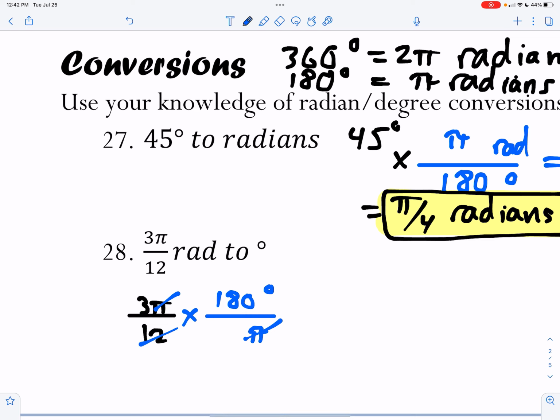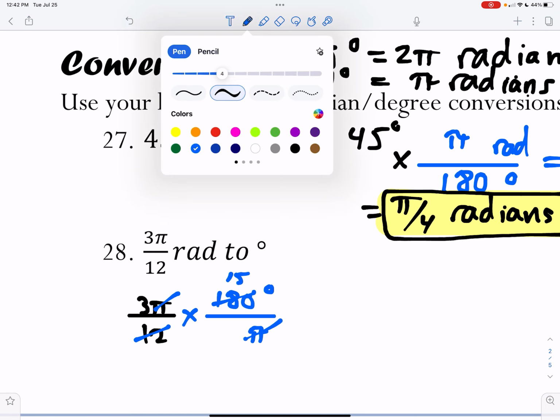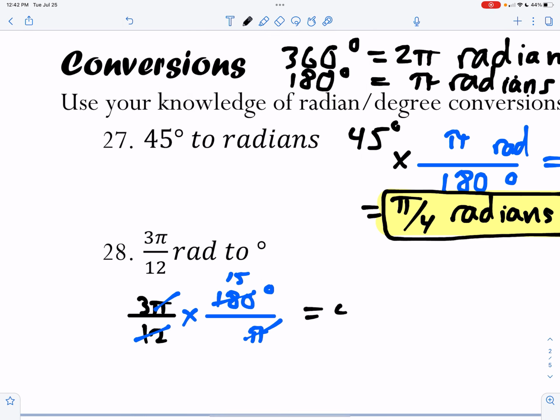And you can see we're going to try and go 12 into 180. See how many times 12 goes into 180. So 180 divided by 12 is actually 15, so that works perfectly. So this goes into 180 15 times, and you're just simply going to multiply 15 times 3, and we get 45 degrees. So 3 pi over 12 is also the same as pi over 4. They're both 45 degrees.